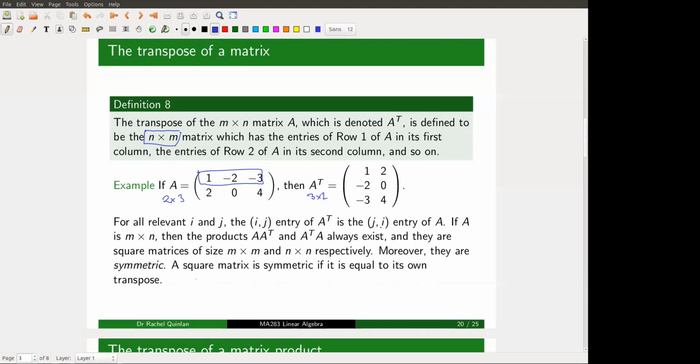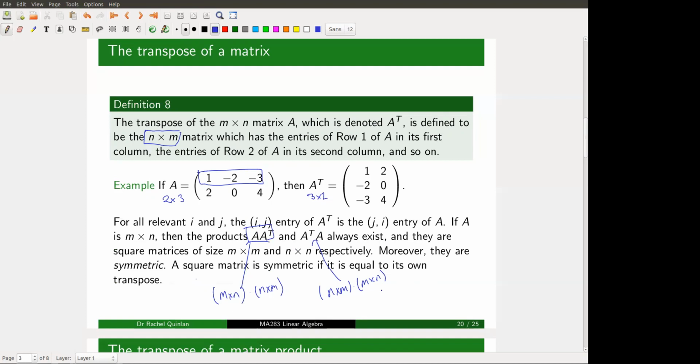A remark: if A is m by n, then A transpose is n by m. And that means that the product A A transpose will be m by n multiplied by n by m. So it'll be an m by m matrix, a square matrix. And A transpose A would be n by m multiplied by an m by n matrix. So it would be n by n. So the products A A transpose and A transpose A are always defined for any matrix A, and they are always square matrices, and their sizes are m by m and n by n respectively.